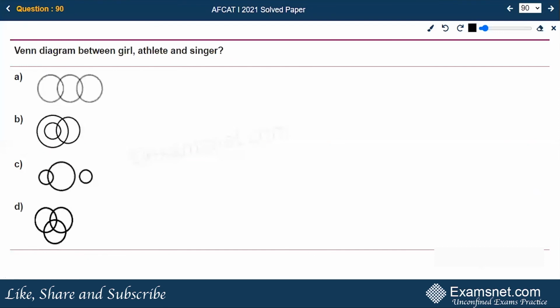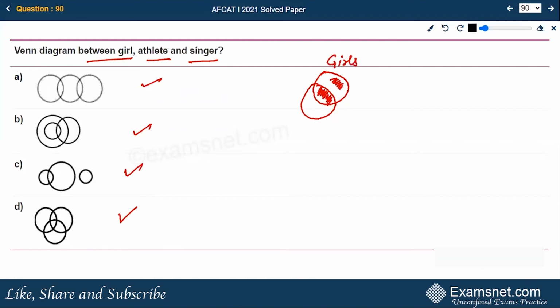Next is Venn diagram between girl, athlete, and singer. So you have to choose which of these four options correctly represents the Venn diagram between girl, singer, and athlete. See over here, this is a girl. She may be an athlete, right? The girl may be an athlete, may not be an athlete. So this region represents the girls who are athlete. This region represents girls only who are not athlete. And this represents athletes who are not girls.